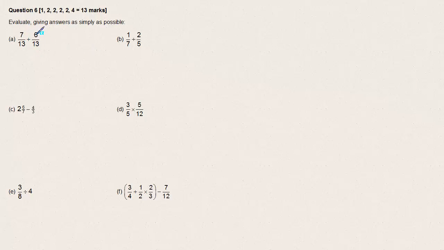Here we have 7 over 13 add 6 over 13. Same denominator, so all we need to do is add the numerators. 7 and 6 is 13, and 13 thirteenths is 1.